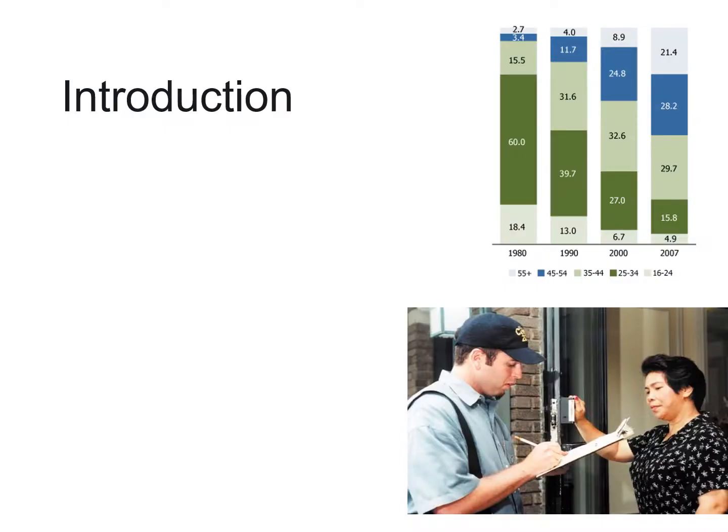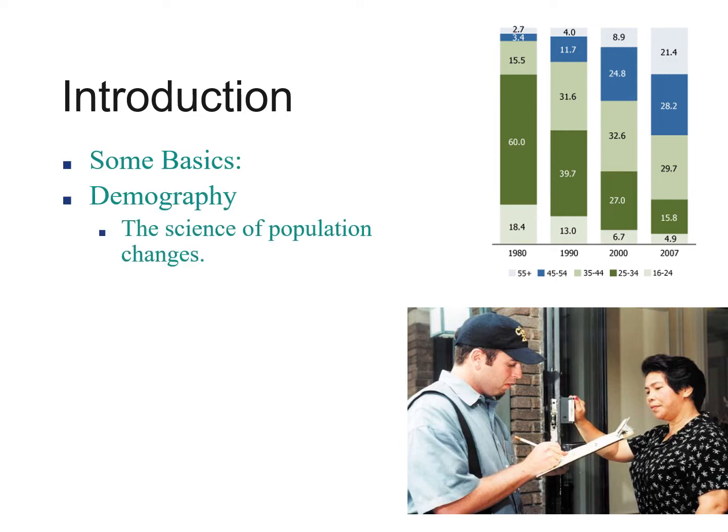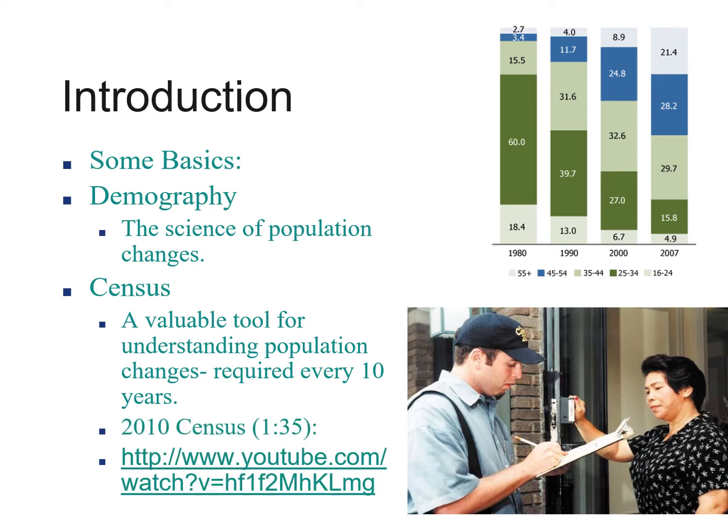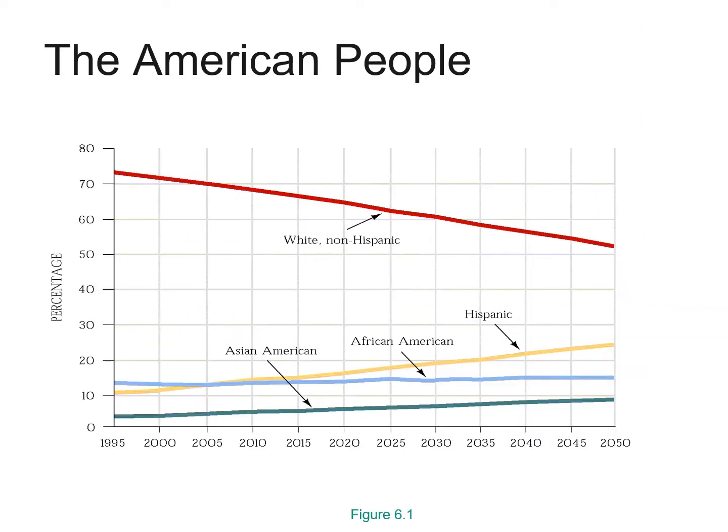So, some of the basics is demography, the science of population changes, and in the US they use the census, which is a valuable tool for understanding population change as it's required every 10 years. And the American people, as we can see, the white non-Hispanic population has been steadily decreasing since 1995, while other populations have been increasing steadily.